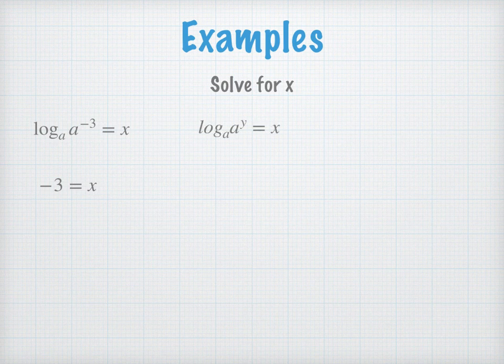What about log base a of a to the y equals x? Again, simplifying using our logarithmic rules, we see that the right-hand side is still x. The left-hand side, using our log rules, is just y, so we have y equals x. And one more example, very similar. Use your log rules, and we get 8 equals x.